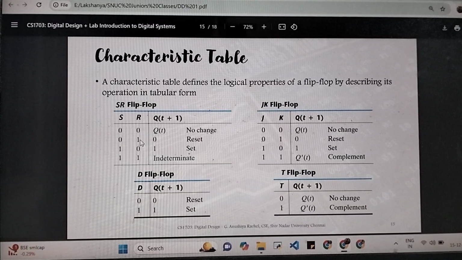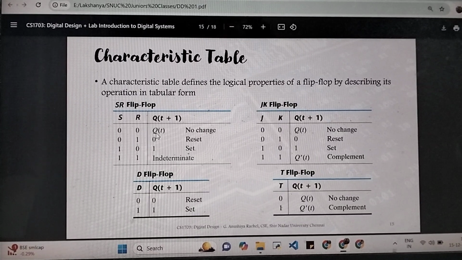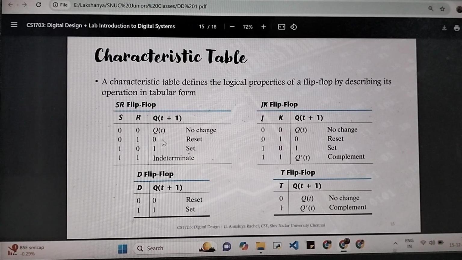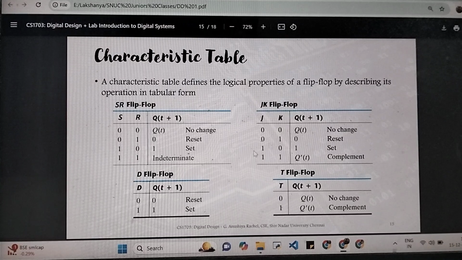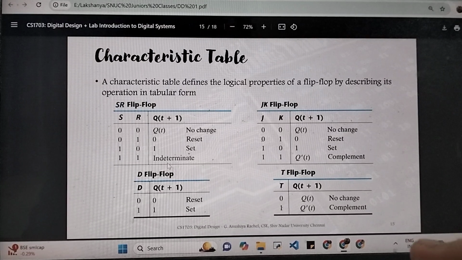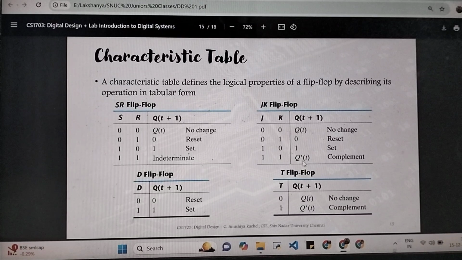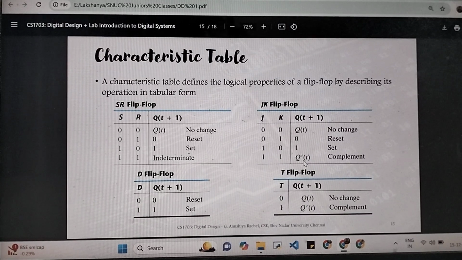If S and R are 0, 1 respectively, then irrespective of what your current state was, this is what your next state is going to be. Q is 0. Similarly for 1, 0 and 1, 1, and the same analogy continues for all these. Instinctively this looks very similar to the function table, except that instead of using Q of t plus 1, we just use zeros and ones there. If it was the same as the previous state, we just looked at what the previous state was and copied that down. Here instead of that, we are writing Q of t plus 1.